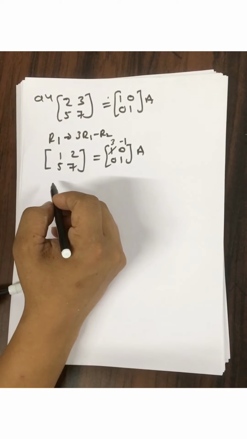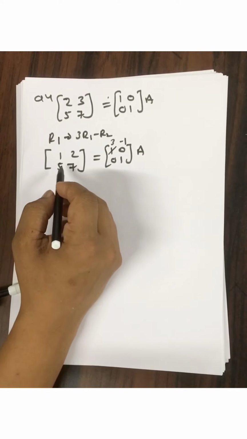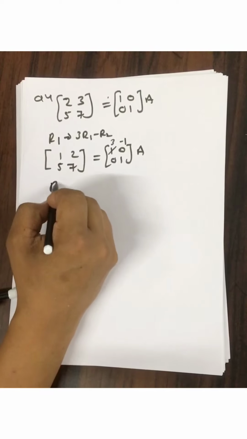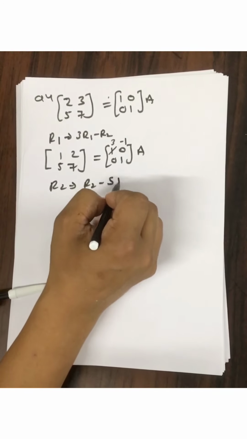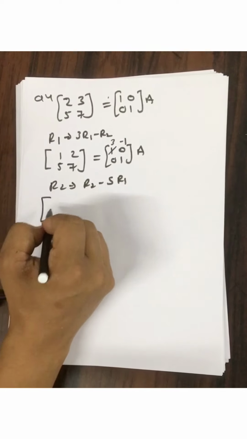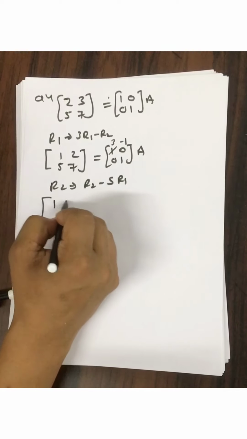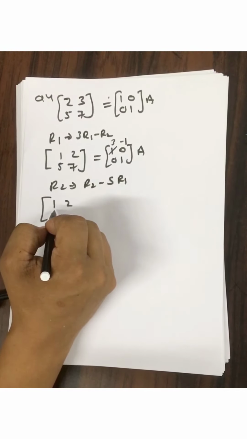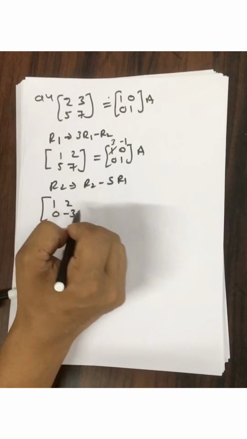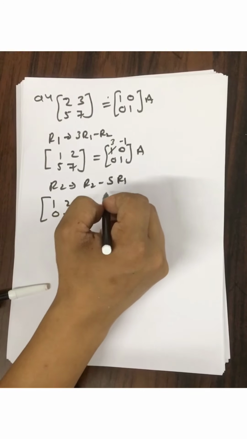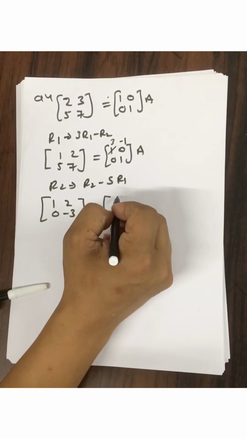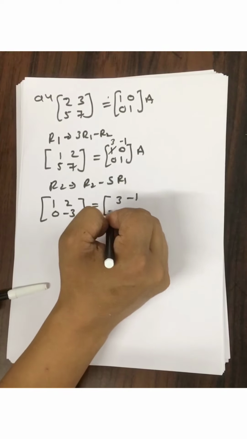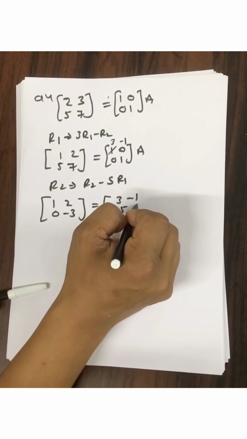Okay, here we go with the next step. How to get this 0? So in R2 we will do R2 minus 5R1. So let's do it. This will become 1, 2, and this will become 0 minus 3, equals, this side, it will become 3 minus 1, this will become minus 15, and this will become 6.